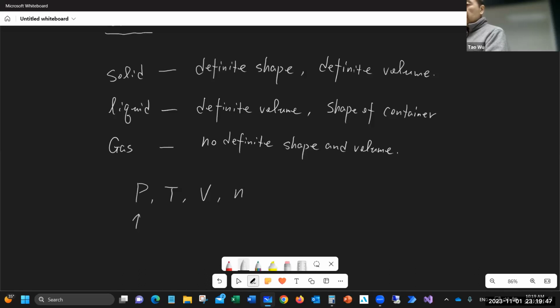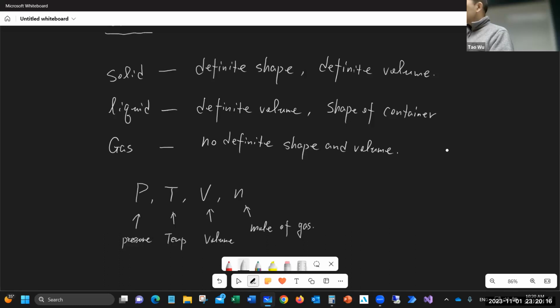So P is the pressure, T is the temperature, V is the volume, and N is the mole of gas. Okay, N is the mole of gas. So that is the difference. Yeah, P, T, V, N.